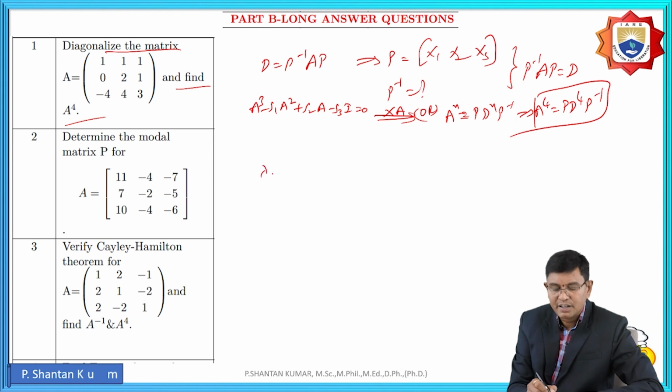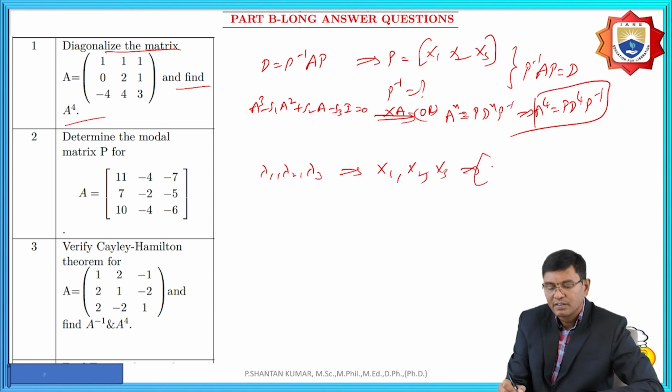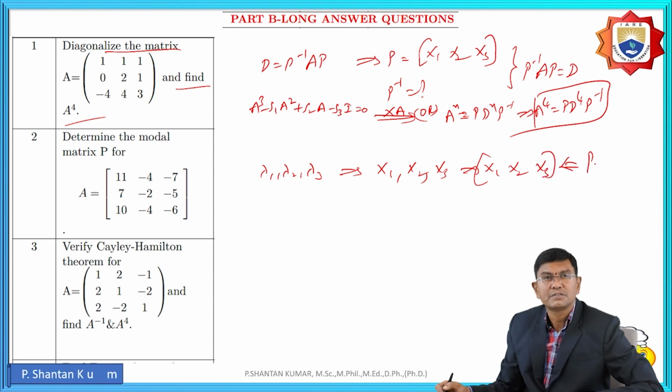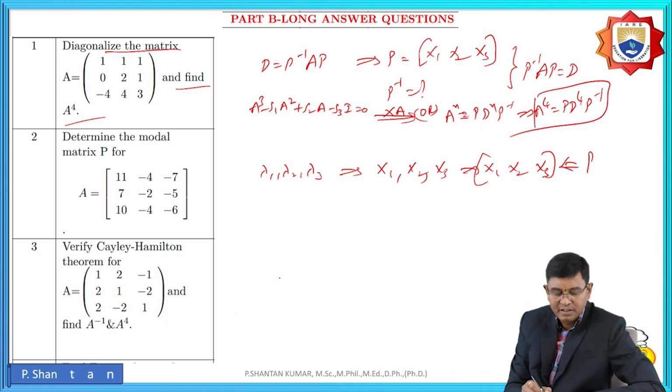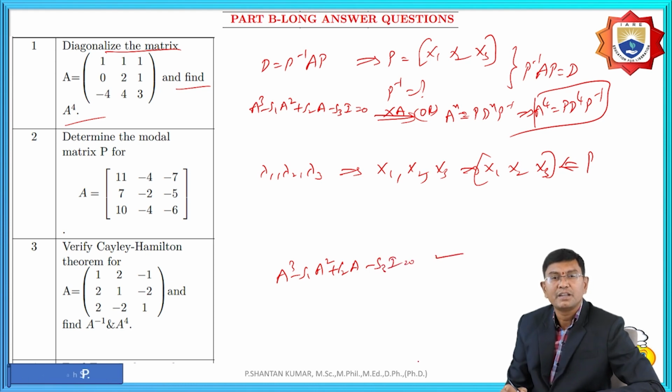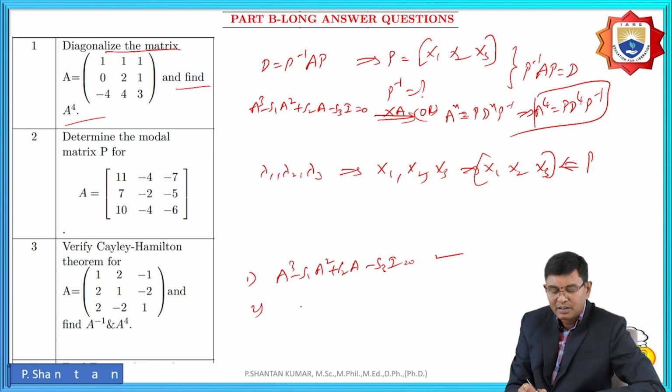And determine the modal matrix P. Here also, we need to find lambda 1, lambda 2, lambda 3, and again x1, x2 and x3. The collection of x1, x2 and x3 is the modal matrix. Next, to verify the Cayley-Hamilton theorem, this is also the same: A cubed minus s1 A squared plus s2 A minus s3 I is equal to 0. Verify the Cayley-Hamilton theorem in the first part, then multiply with A inverse in the second part, and with A in the third part on these equations.